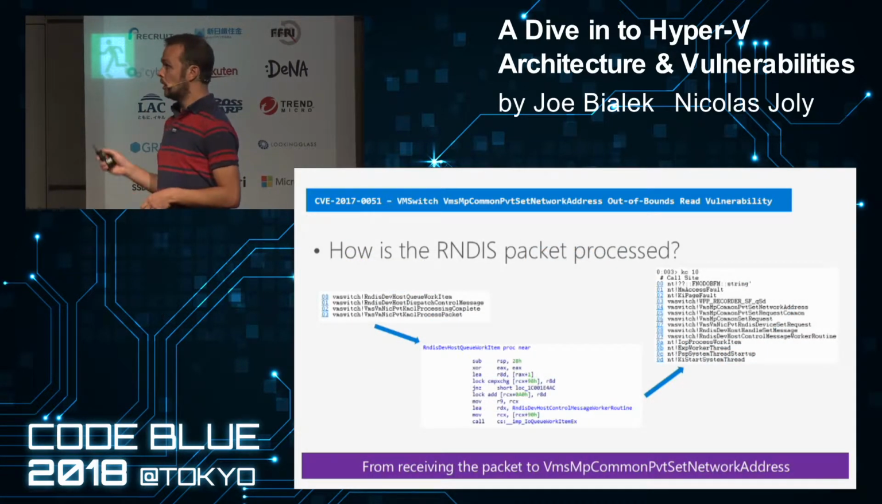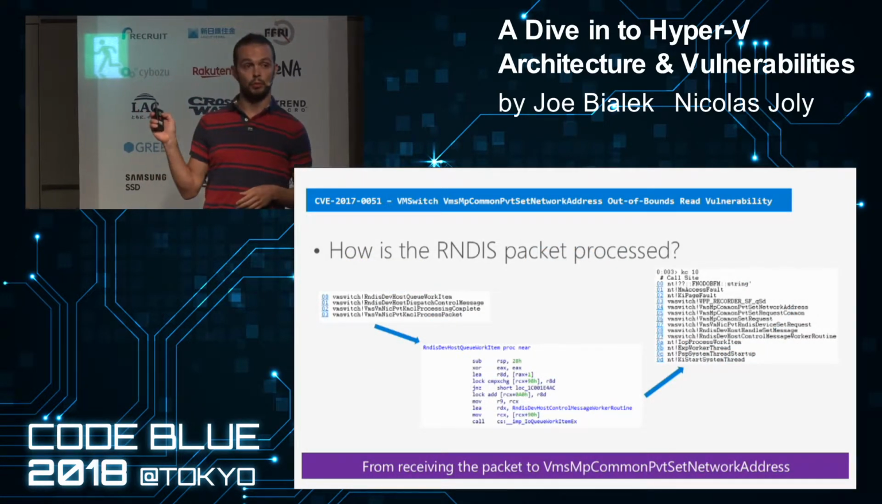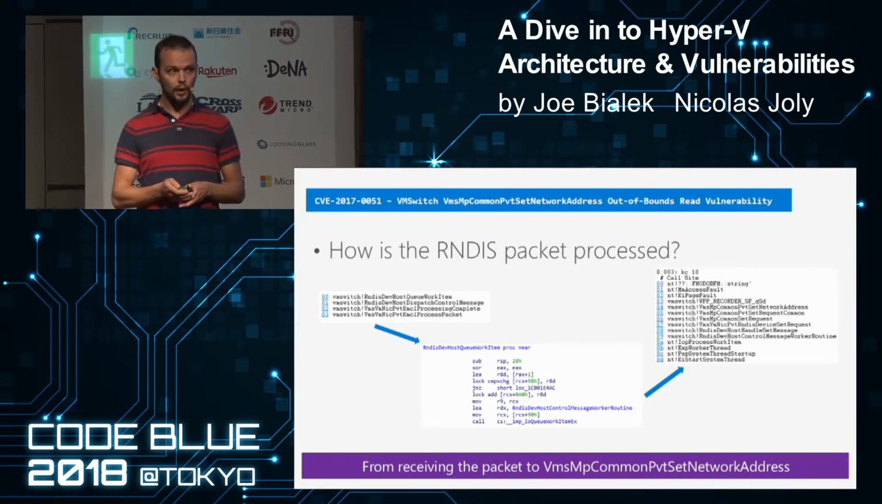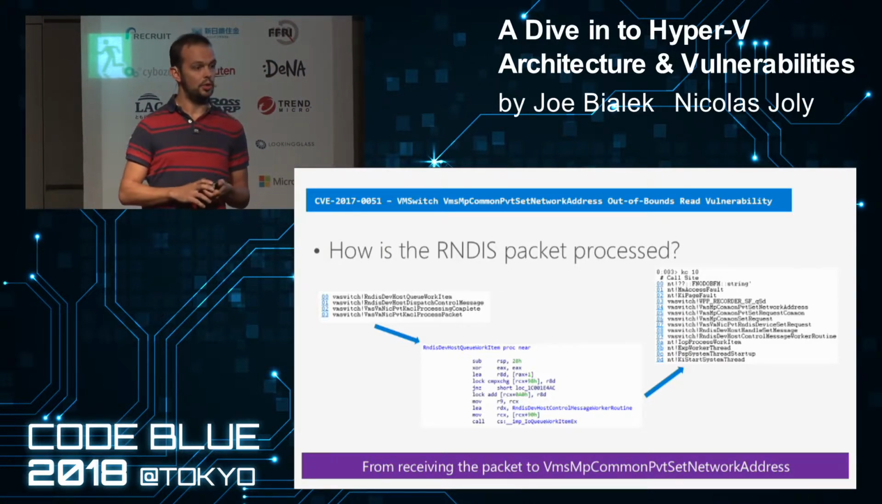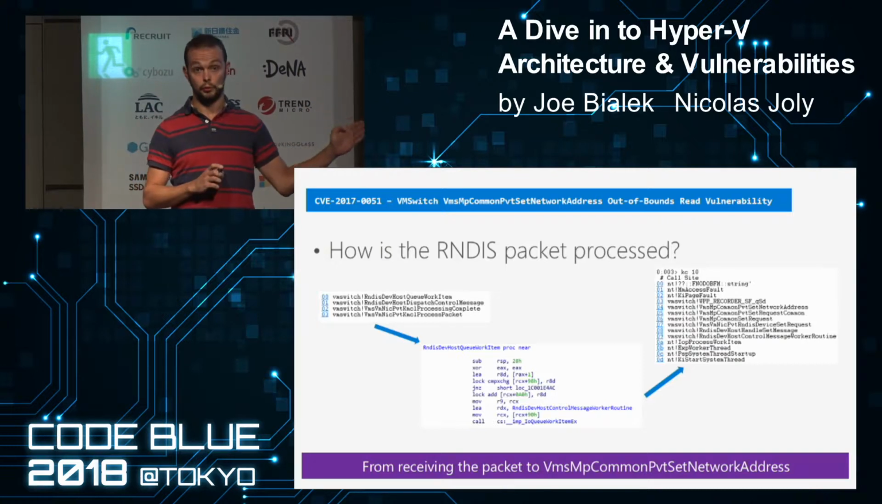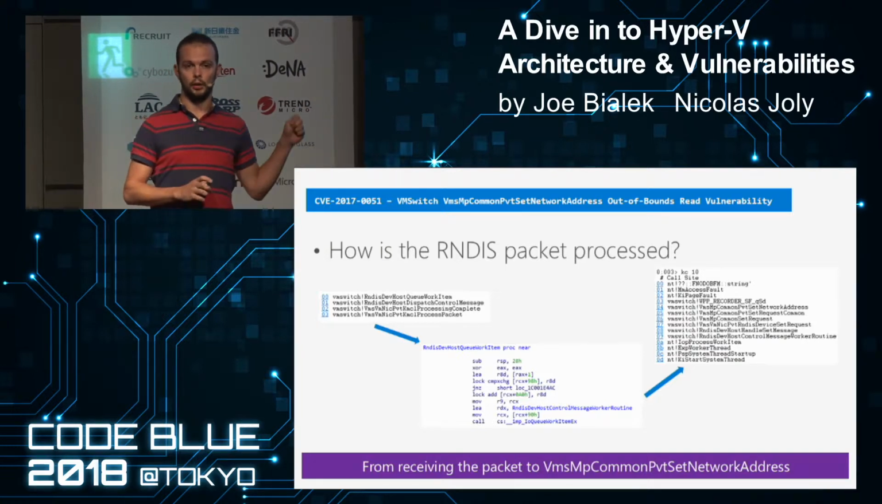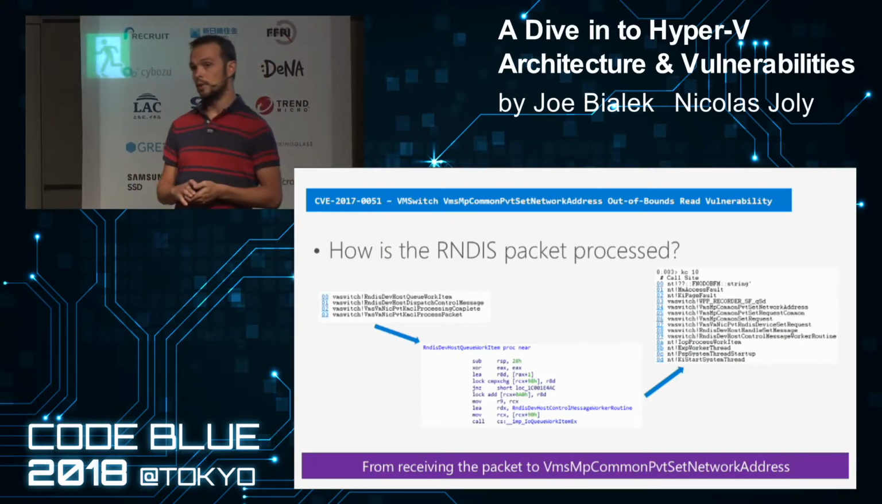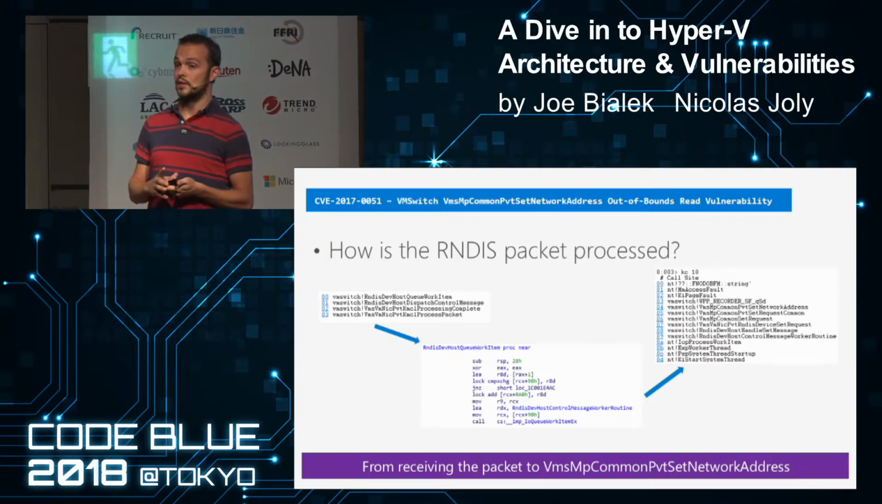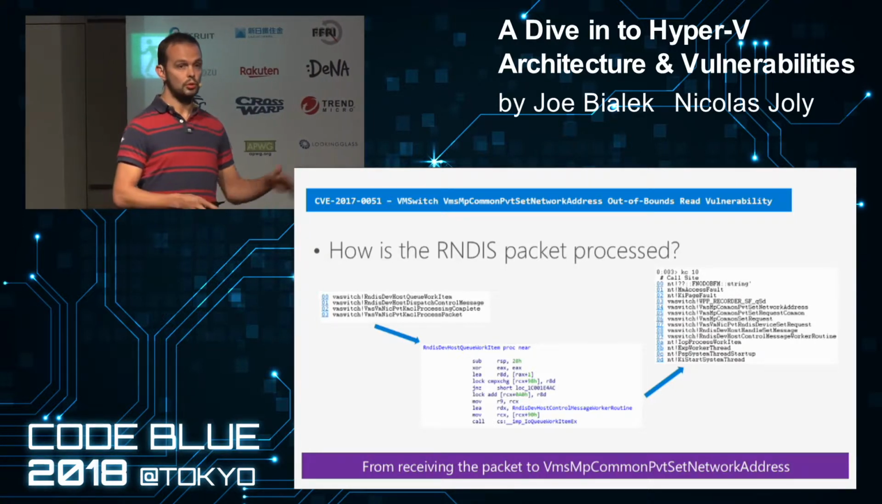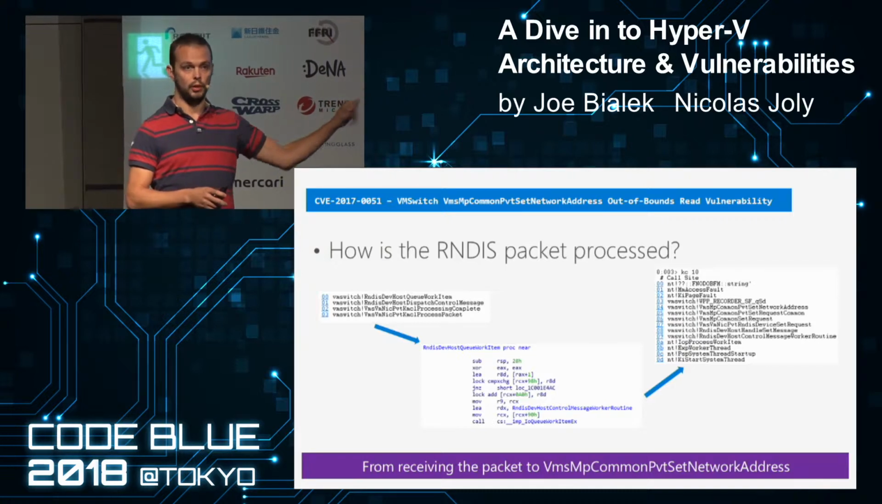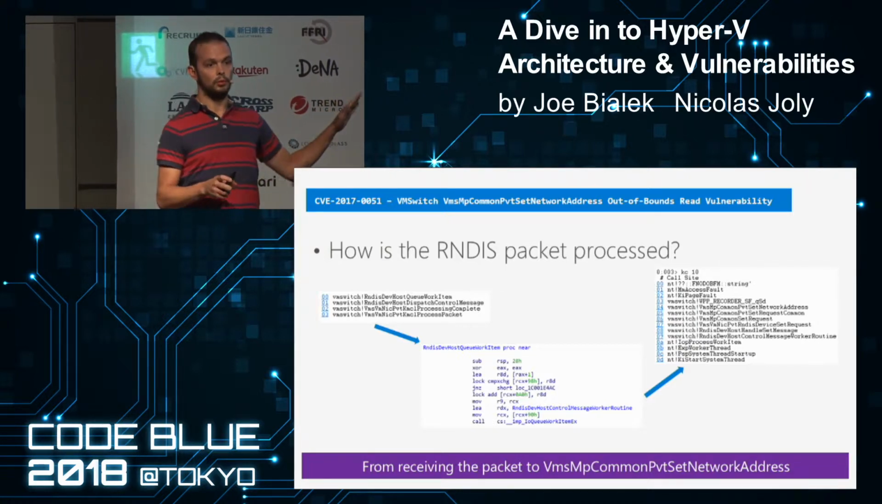So if you want to reproduce that vulnerability, you might not see a direct relationship between the vulnerable function in question and the VM bus. It's just because these requests are processed asynchronously. So just put a breakpoint in the vulnerable function, and at some point it will be called.